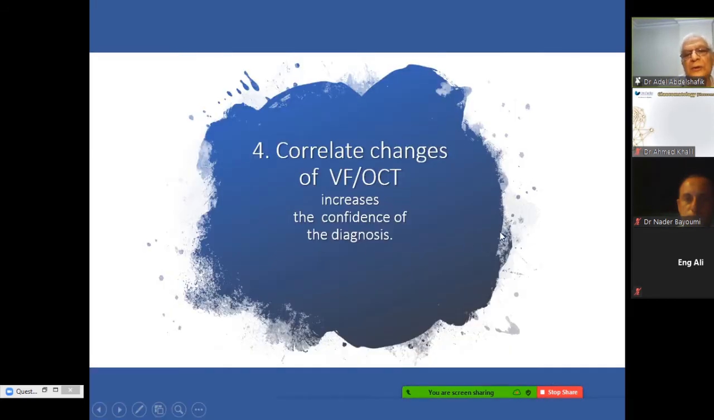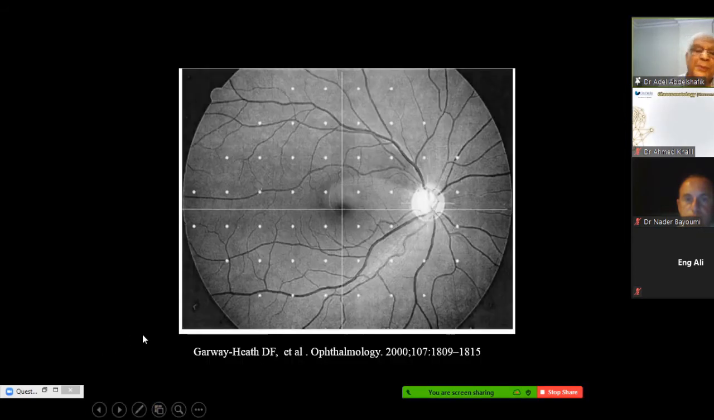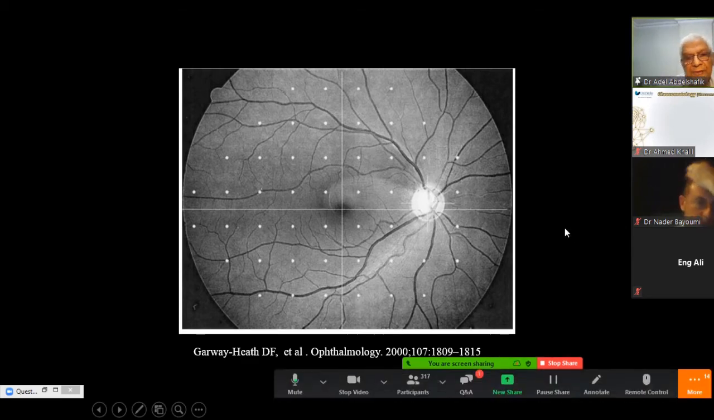Lastly, you need to correlate between the visual field and the OCT. You have to know the anatomical locations. This is the famous work of Garway-Heath back in 2000.